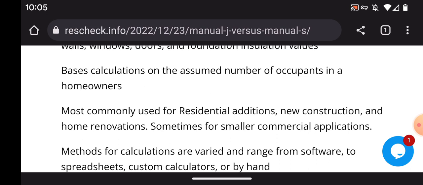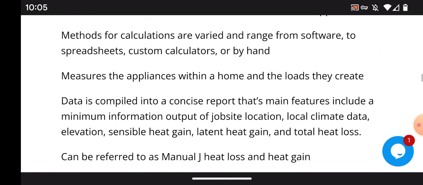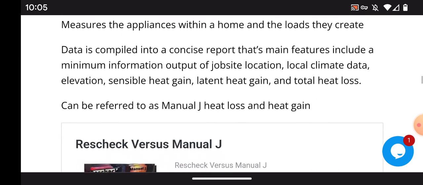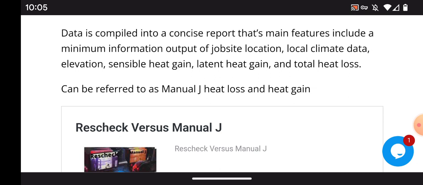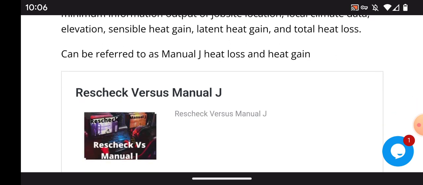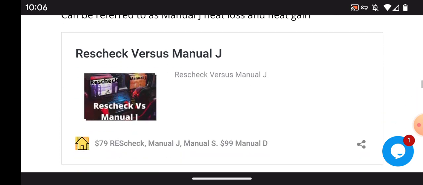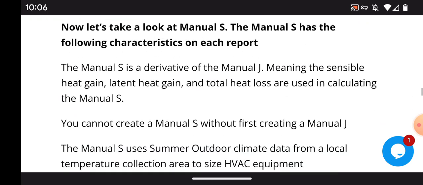Most commonly used for residential additions, new construction, and home renovations, sometimes for smaller commercial applications. Methods for calculations are varied and range from software to spreadsheets to custom calculators or by hand. Measures the appliances within a home and the loads they create. Data is compiled into a concise report whose main features include a minimum information output of job site address, local climate data, elevation, sensible heat gain, latent heat gain, and total heat loss. Can be referred to as a Manual J, heat loss and heat gain.